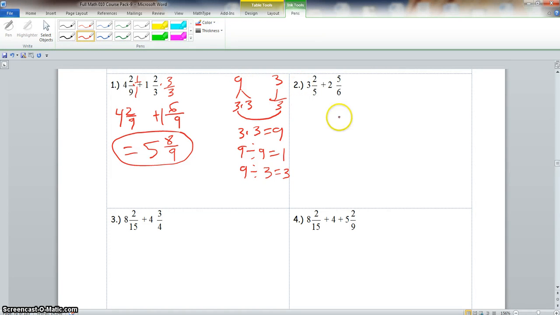Okay, class, we're about to start on problem number 2. Now, we had 3 and 2/5 plus 2 and 5/6. So we need to find the common denominator. So we will have 5 and 6. 6 breaks down to 2 times 3, and we know that 5 is already prime. So now, our prime factorization, we have nothing that matches here. So we will multiply 2 times 3 times 5, which gives us 30. So our common denominator here will be 30.